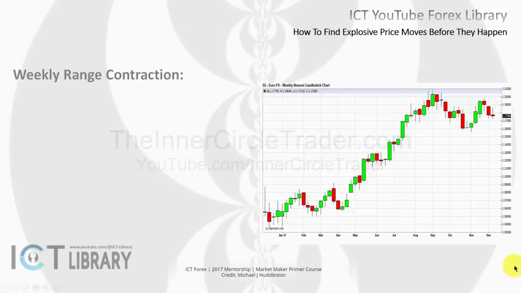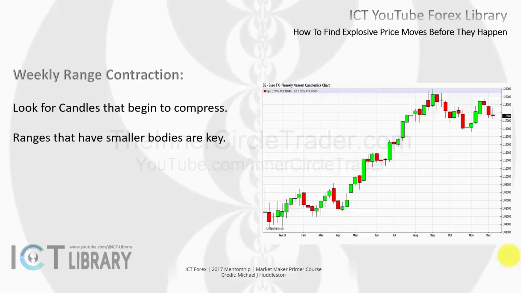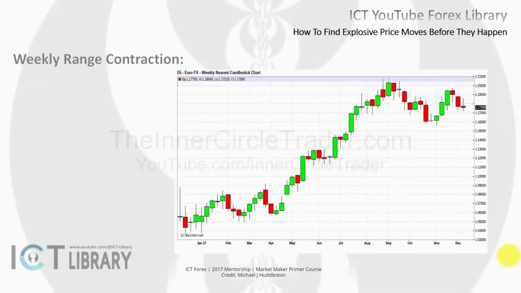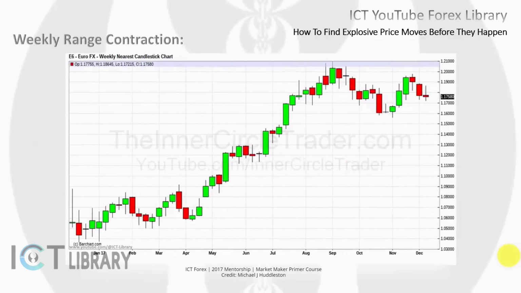Okay, so the weekly range contraction. We're going to be looking for candles that begin to compress. Ranges that have smaller bodies are key. Those are the ones that we're looking for, and we want to trade when they form. Big ranges come after small ranges form, and we ignore the wicks. We're focusing only on the bodies of the candles. Okay, so let's take a couple of examples here.